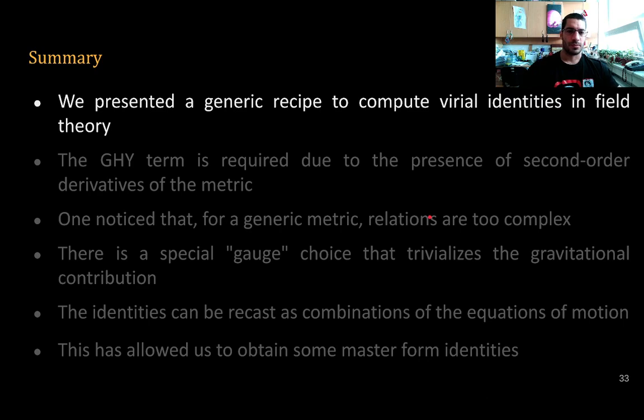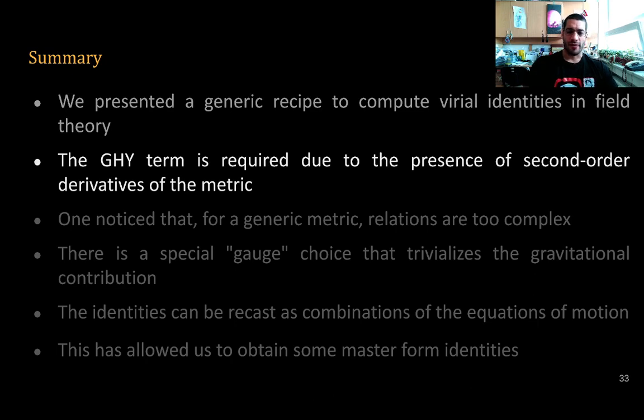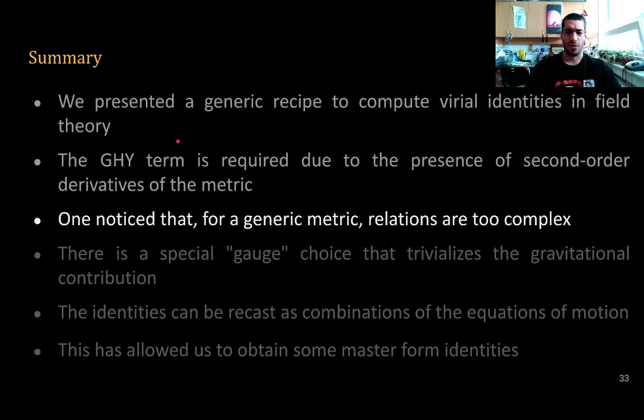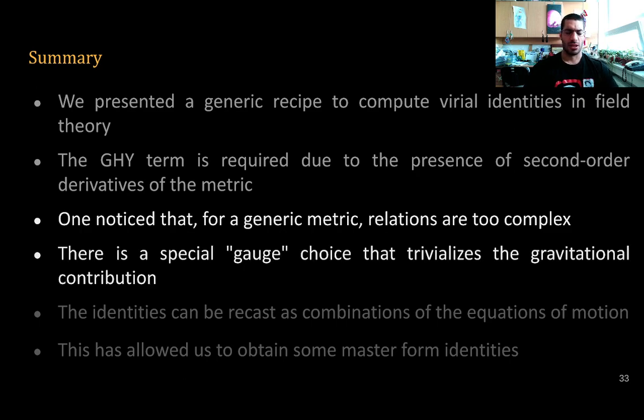To conclude, in this work we presented a generic recipe to compute Virial identities in field theory. We have observed that the Gibbons-Hawking-York term is required due to the presence of second order derivatives of the metric field. However, since the gravitational contribution is dependent on the metric parameterization, we have noticed that for a generic metric, these relations are too complex. However, there is always a special case that trivializes the gravitational contribution and makes our identity solely matter dependent.